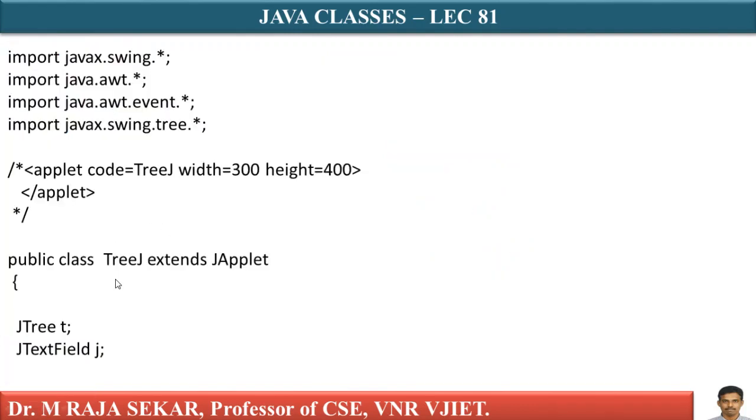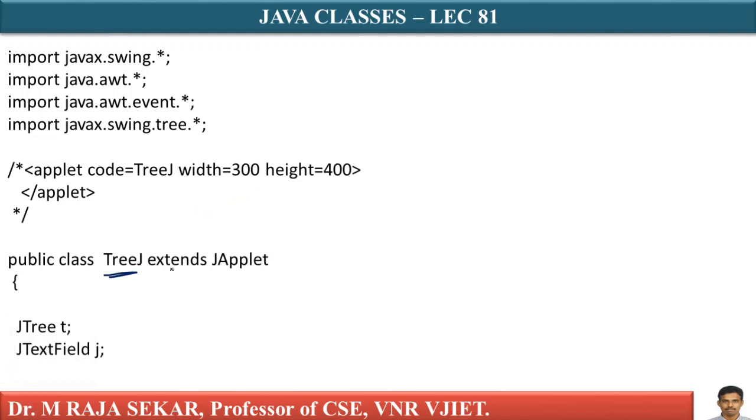This JTree I am keeping in an applet program. We know what an applet is. An applet is a container just like a frame. Applet is the tag name, code is the attribute whose value is TreeJ. TreeJ is my program name, treej.java. The applet width is 300 and height is 400. It is not a new thing, we discussed it many times.